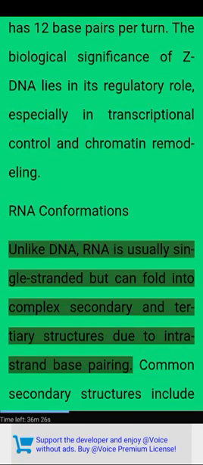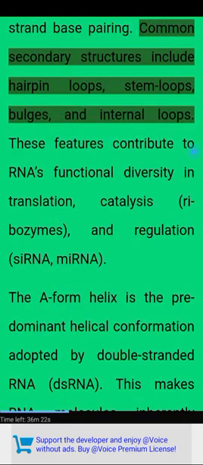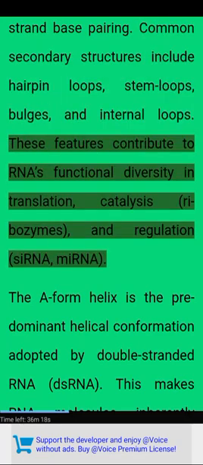RNA conformations. Unlike DNA, RNA is usually single-stranded but can fold into complex secondary and tertiary structures due to intrastrand base pairing. Common secondary structures include hairpin loops, stem loops, bulges, and internal loops. These features contribute to RNA's functional diversity in translation, catalysis (ribozymes), and regulation (mRNA).